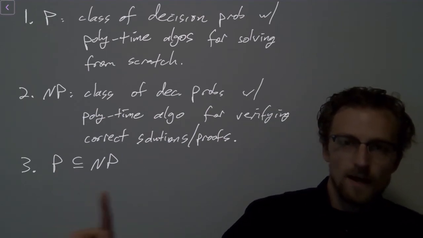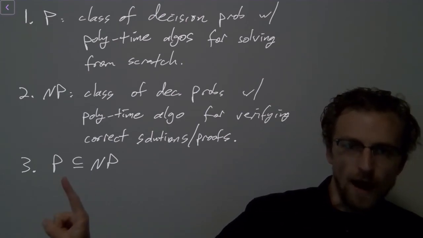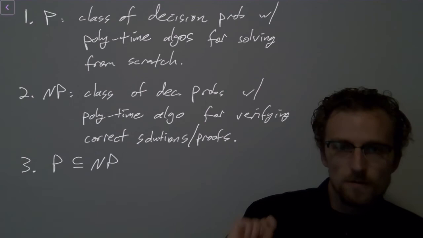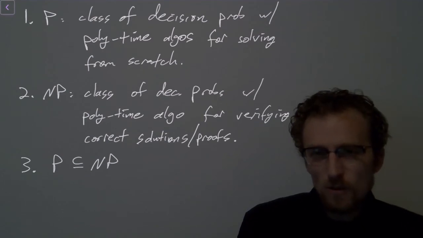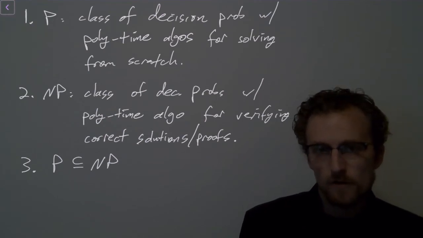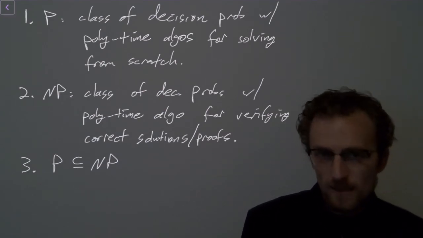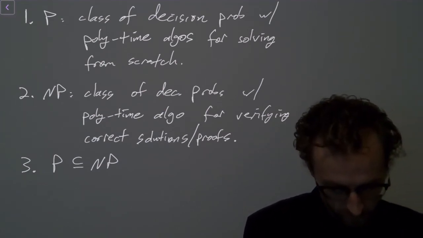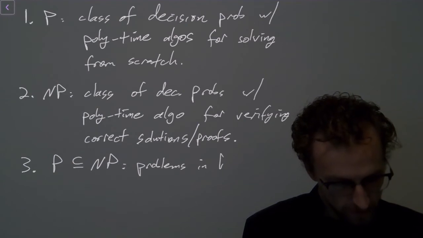And so what this subset relationship means is that it's no harder to solve a problem from scratch fast than it is to check a correct solution fast. We can essentially use this inclusion, this subset relationship, to say that problems in P are no harder to solve than problems in NP, or problems in NP are at least as hard to solve as problems in P. So you can think of this as problems in P are no harder than problems in NP.